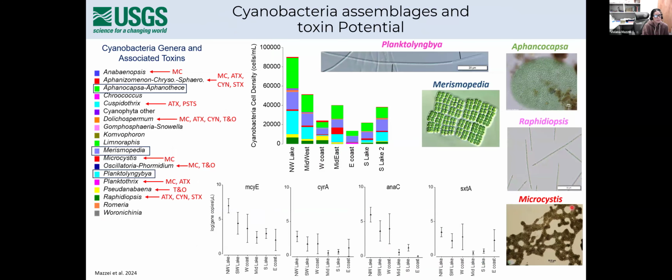And this is a list of the cyanobacteria we identified, several of which are known toxin producers, noted with the red next to them, showing what toxins they're known to produce. And then the graph here is just showing the total cyanobacteria cell densities partitioned by those different genera for each lake zone. And you can see there is considerable community dissimilarity among these lake zones in cyanobacteria assemblages, as well as the complete phytoplankton assemblages.